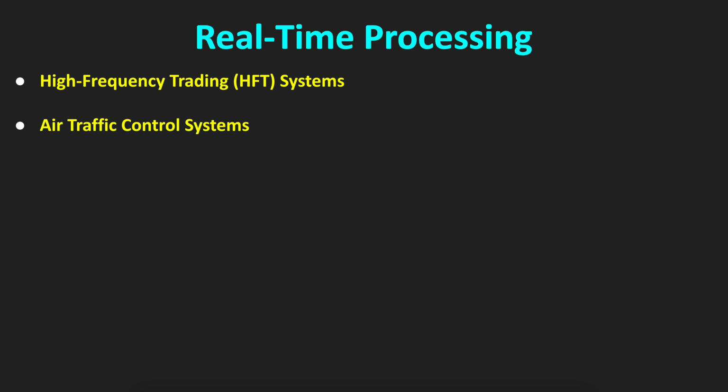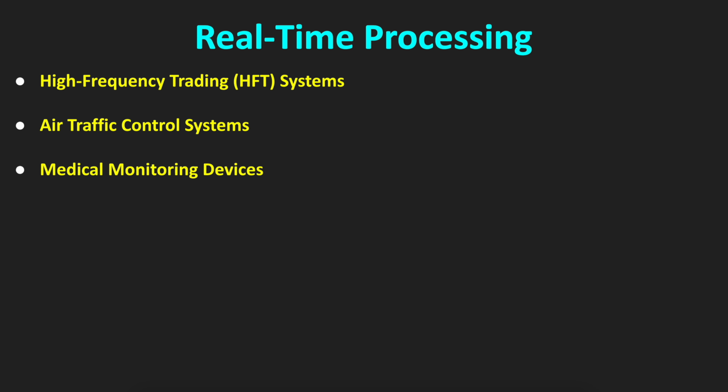So how about real-time processing? We have seen one example earlier, the fraud detection service. But what are the other cases? One is high frequency trading, HFT systems. Stock markets use real-time processing to execute trades based on incoming market data with very low latency. The next one is air traffic control systems. These systems should process data from radars and other sources in real time for the safe operation of aircraft.